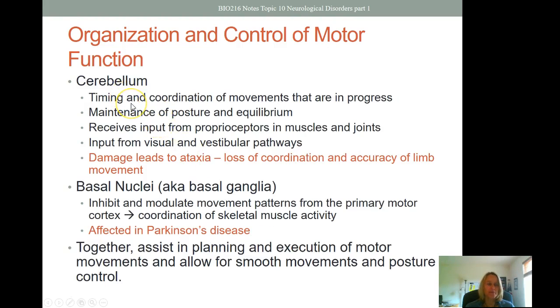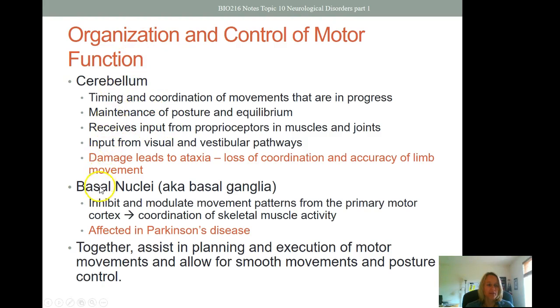The cerebellum is involved in timing and coordination of movements that are already in progress. It's also involved in maintenance of posture and equilibrium. It receives information from proprioceptors in the muscles and joints, and input from visual and vestibular pathways. If this is damaged, this can lead to ataxia, which is loss of coordination and accuracy of limb movements.